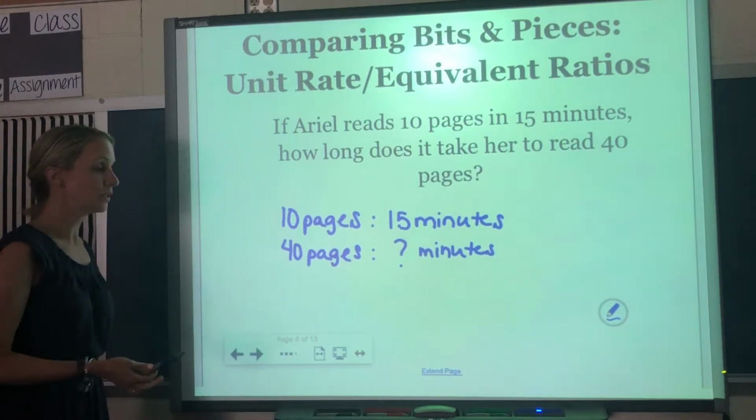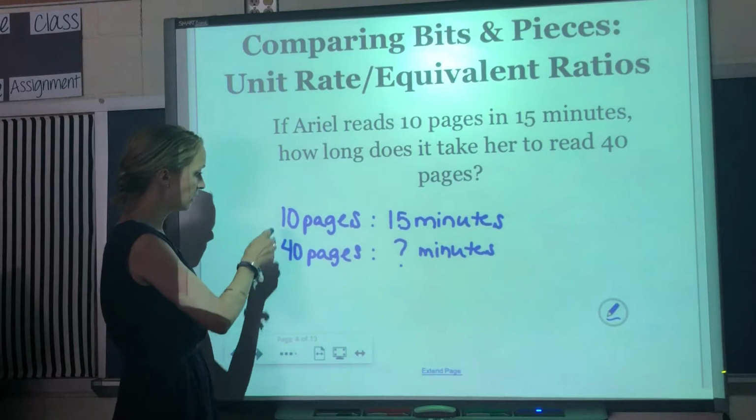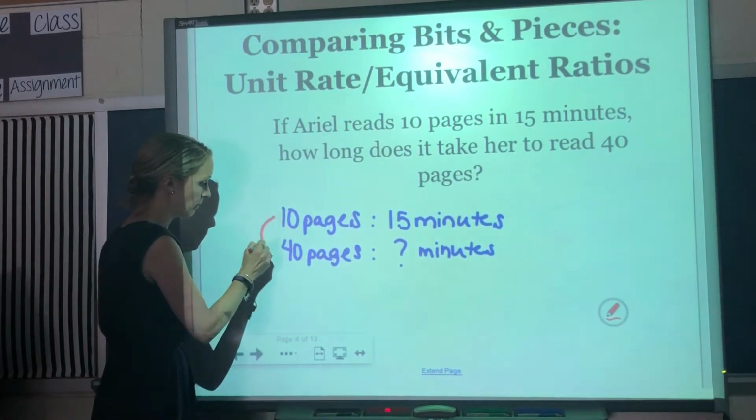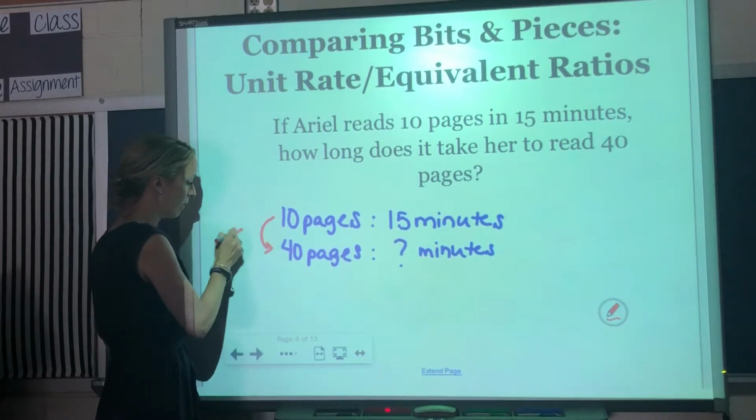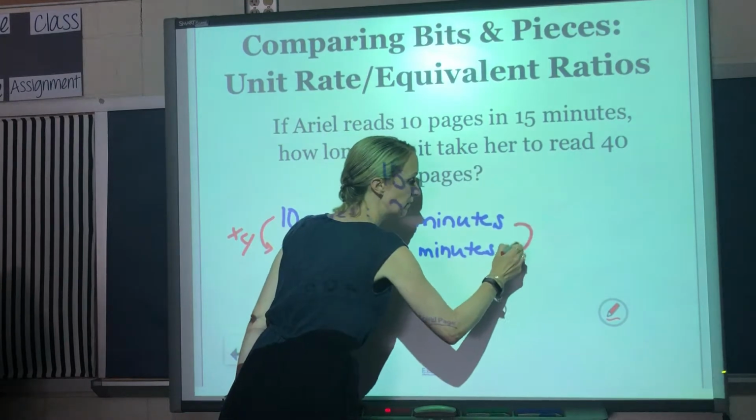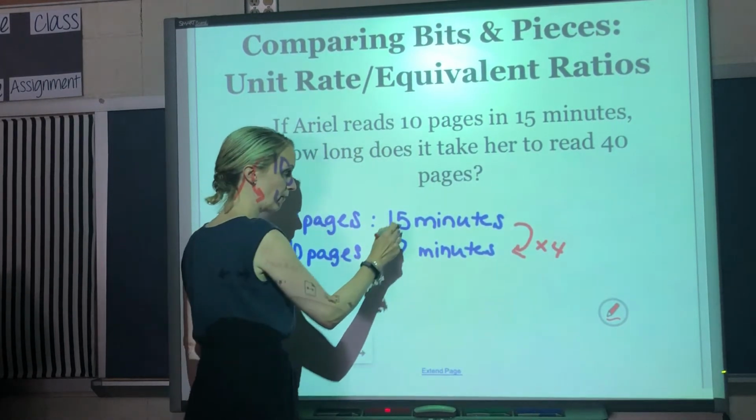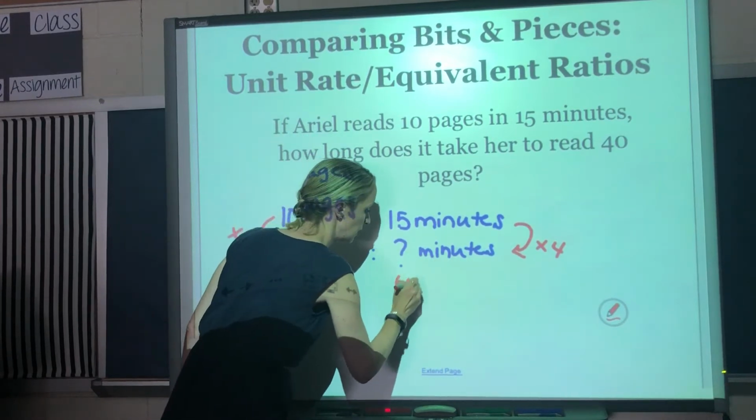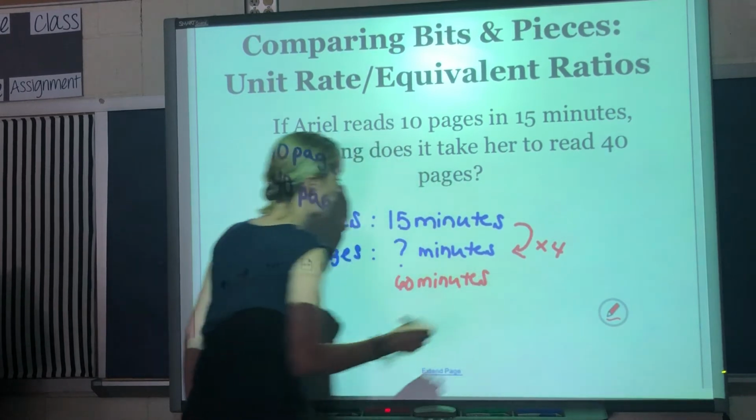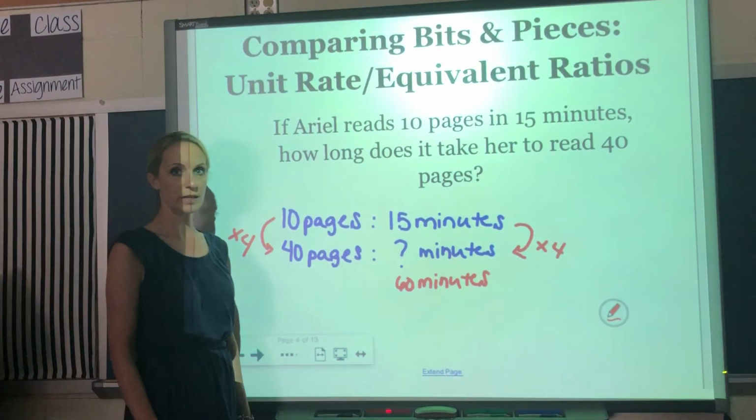And of course, we're always using multiplication or division to define these relationships. This looks like a friendlier relationship to me, because I know that to get from 10 to 40, I can multiply by 4. So that means I can multiply this 15 minutes also by 4, and I find out 15 times 4 is 60 minutes. So that means it will take 60 minutes for Ariel to read 40 pages.